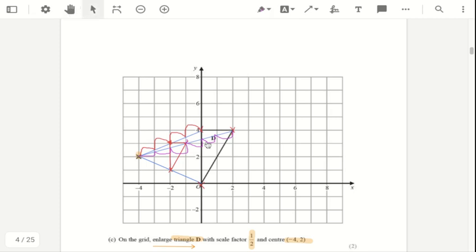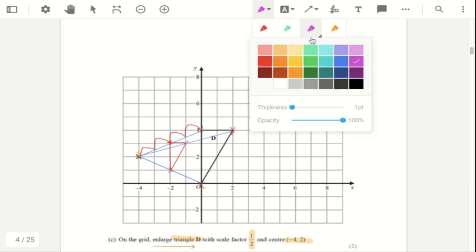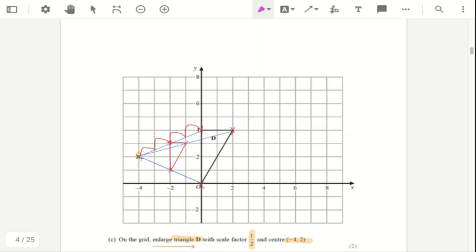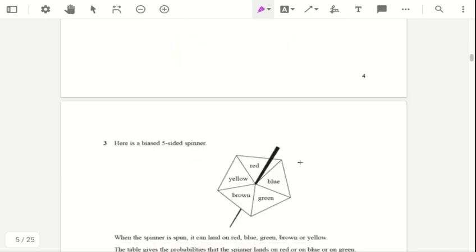Okay, then next, the last point that we want to find is here, this blue line. So 1, 2, 3, 4 squares. So 4, half of it is 2. So it's here. So match the points and you get this red triangle, which is your triangle D. Okay, right, let's go to the next question.